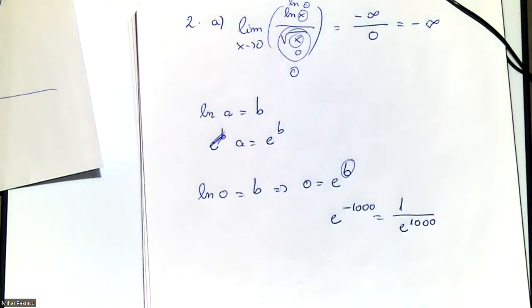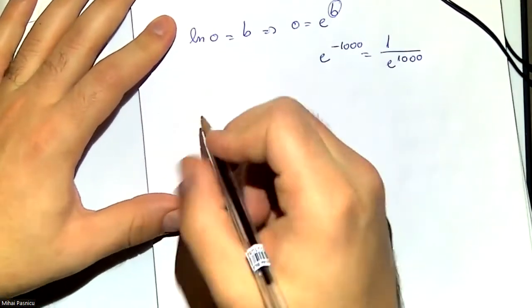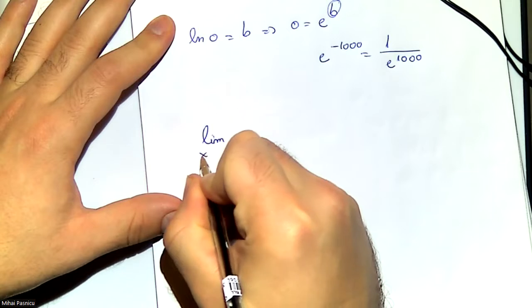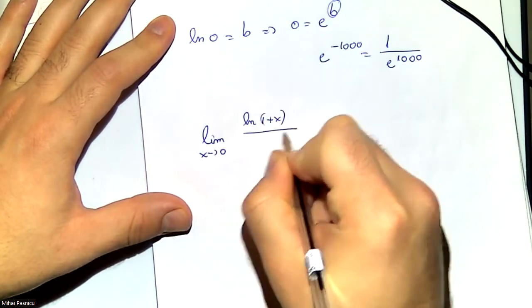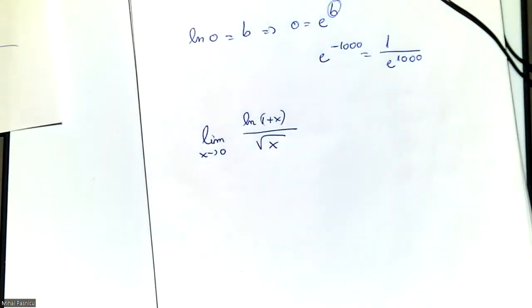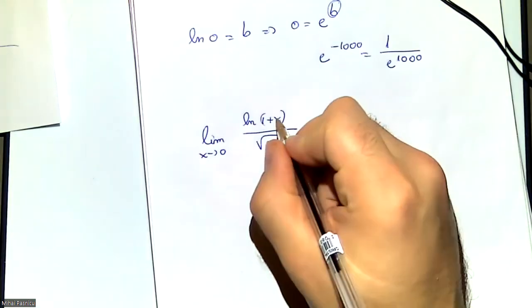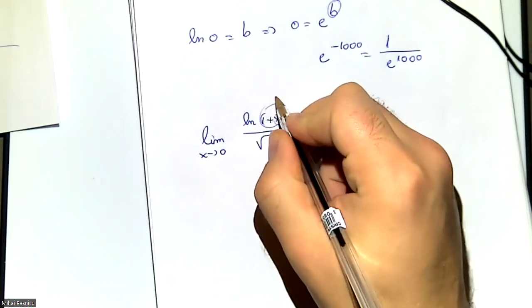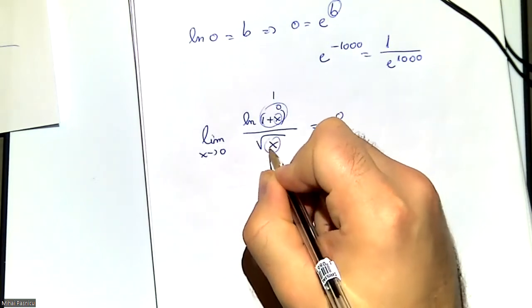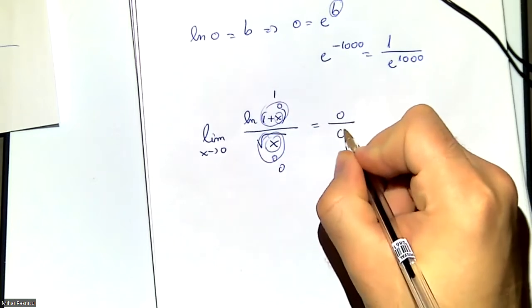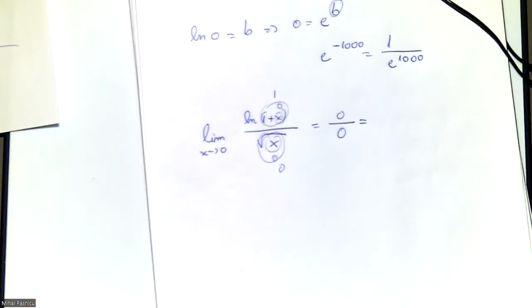One way which we can change it and actually apply L'Hopital is this way. Let's do the limit when x goes to 0 of ln of 1 plus x over square root of x. Let's evaluate it this time. At x equals 0, this is 1, and log of 1 is 0. At x equals 0, this is 0. So this is a 0 over 0 case. Now I can apply L'Hopital after changing it a little bit.